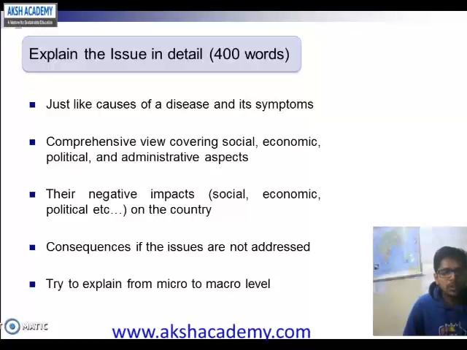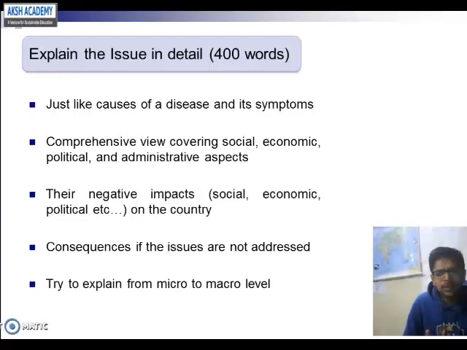Give a comprehensive view covering social, economic, political and administrative aspects. In my personal opinion, this sequence should be maintained. Why? Society starts from a family. Family is strengthened by a strong economy. Economy is strengthened by a strong political institution. And a strong political institution is well governed by a well administrative setup. So try to frame your answer according to this sequence only. This will reduce your complexities and make your answer look very simple and attractive.